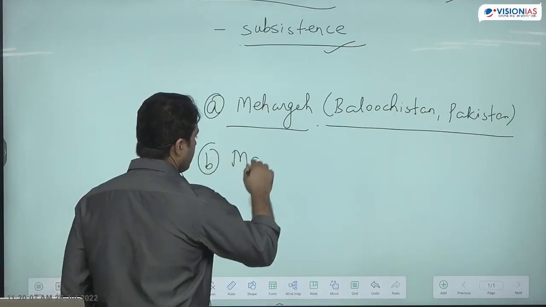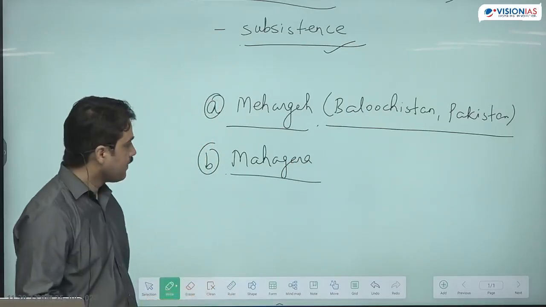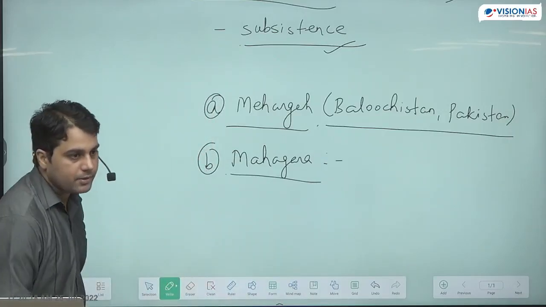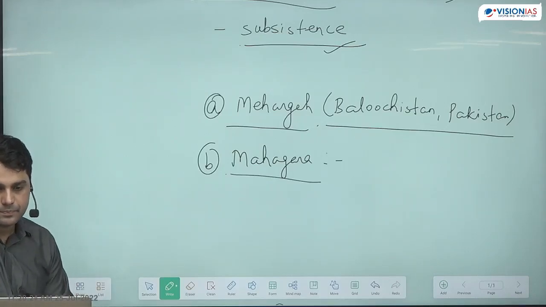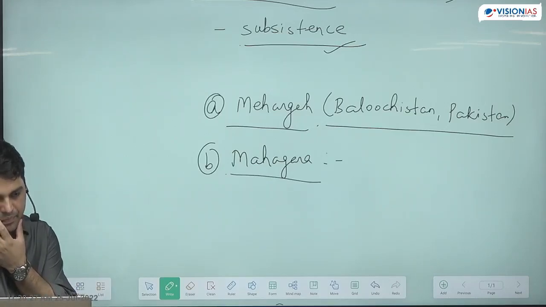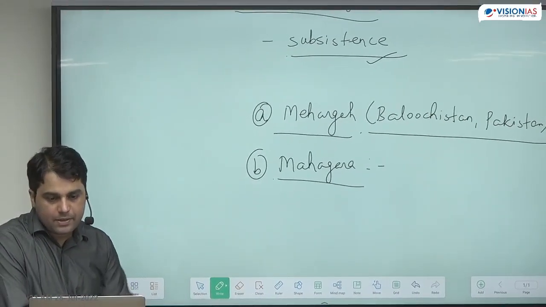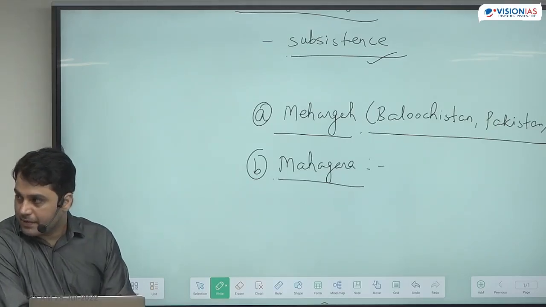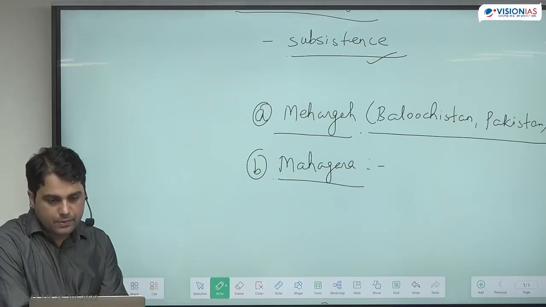Another site is Mahagara. Now Mahagara is near modern Allahabad, now Prayagraj. So it is near Prayagraj, Uttar Pradesh. You can write that down. This site has the oldest evidence of rice anywhere in the world.